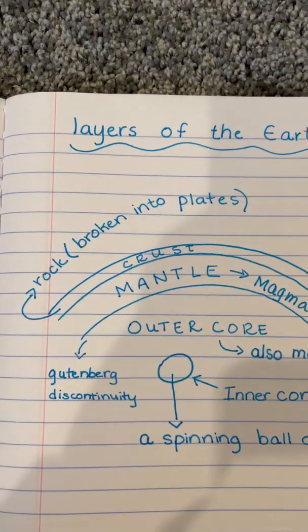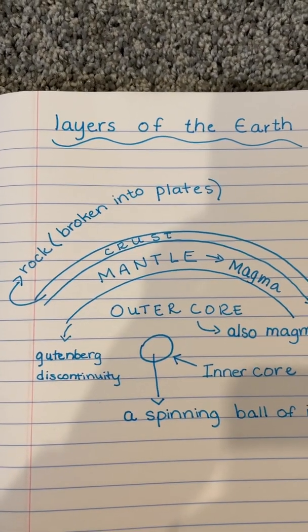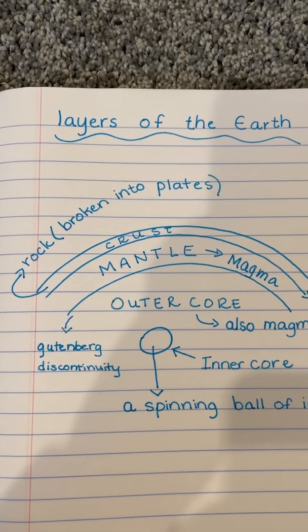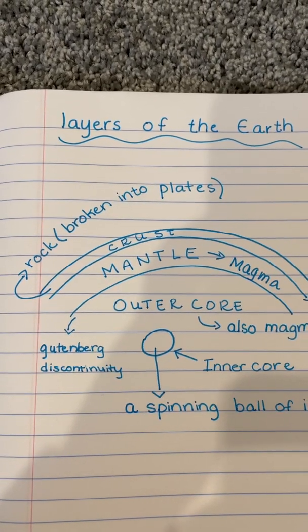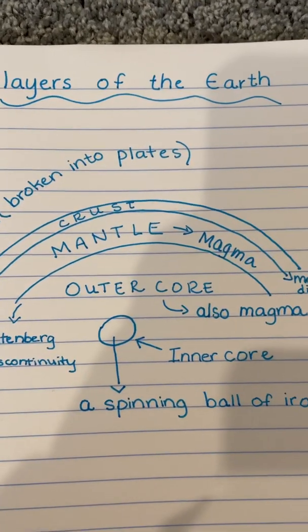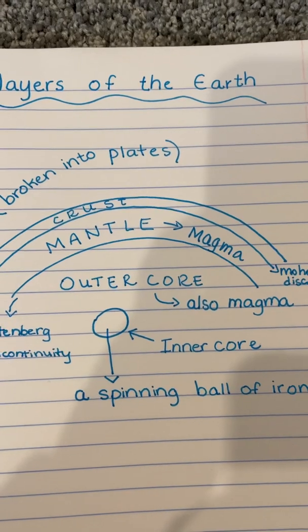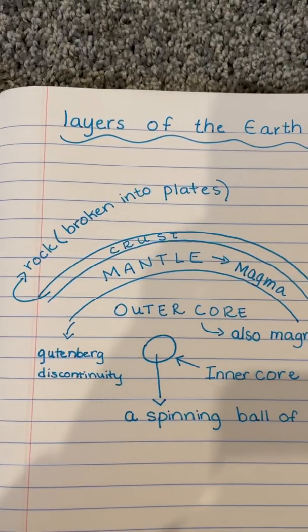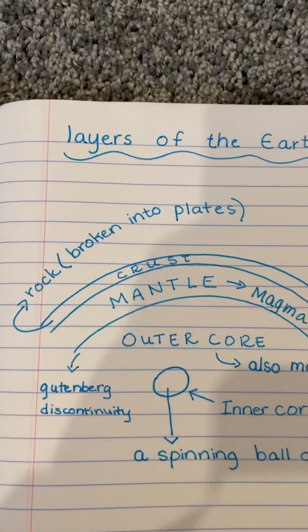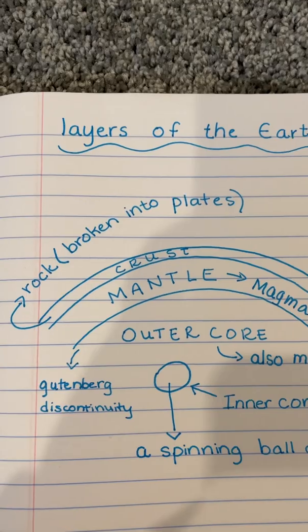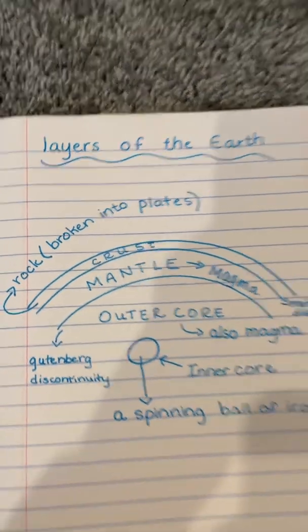The crust is the rocky spot where we stand on top of it. And that crust is broken into giant plates of rock. They float on the mantle, which is made of liquid hot magma. Now the reason I have this labeled like this is because the crust, which is broken into giant plates, is the reason we have earthquakes.